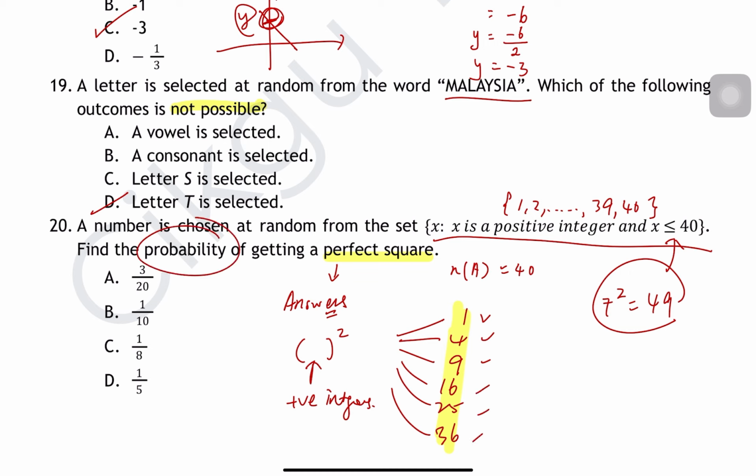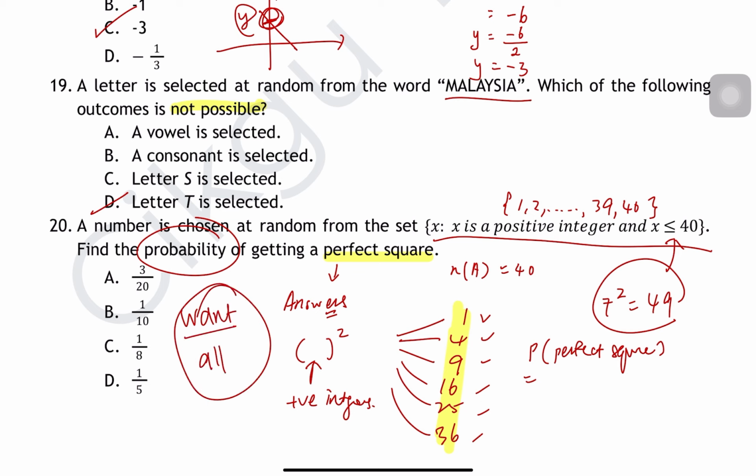So to get a probability of getting a perfect square, you will use the concept of 1 over all. This is your 1. This is the all. So you just put your 6 over 40 as your probability. But over here, your answer is A because you need to go through your simplification first, right? So that's it for our question 11 to question 20 in your UASA Form 2, Section 8.